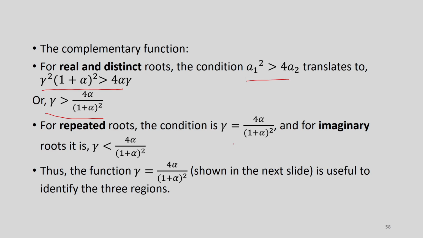What about the repeated roots? That relation is this: gamma is just equal to 4 alpha divided by (1 plus alpha) whole square, and for imaginary roots the inequality sign goes the other way: gamma is less than 4 alpha divided by (1 plus alpha) whole square. So, actually this function, gamma equal to 4 alpha divided by (1 plus alpha) whole square, is useful to identify these three regions. One is the case of real distinct roots, second is the case of repeated roots, and the third is the case of imaginary roots.